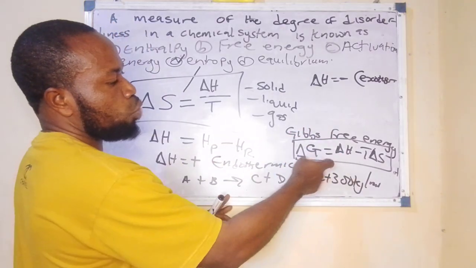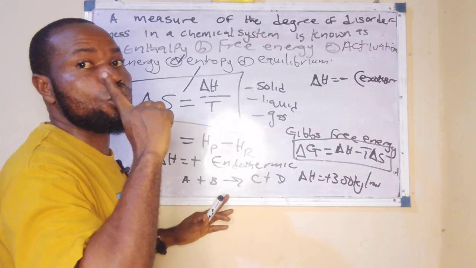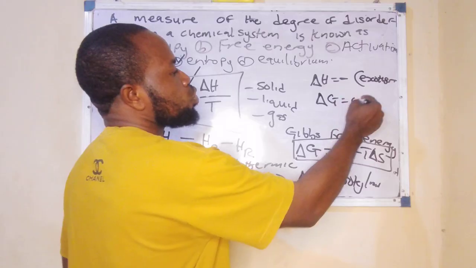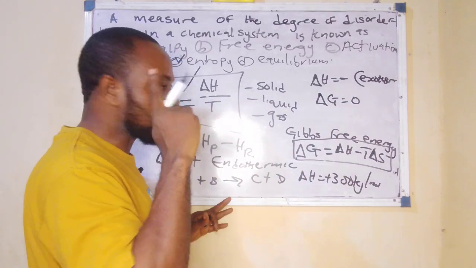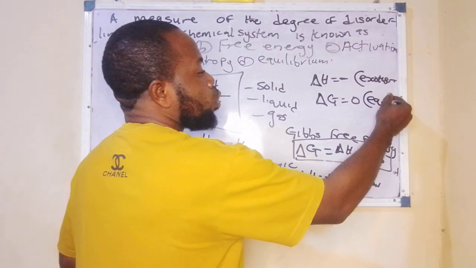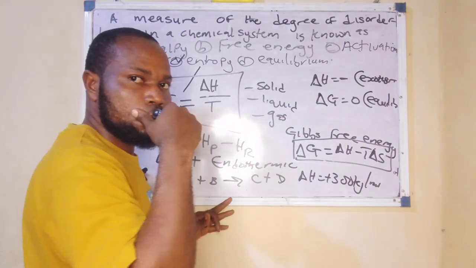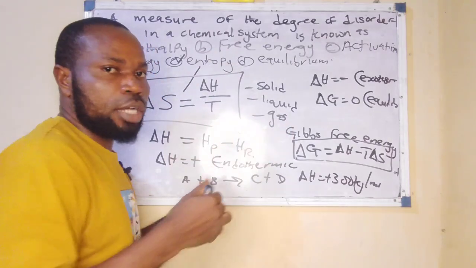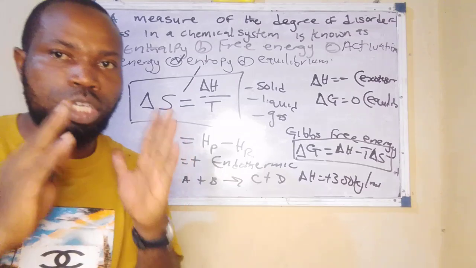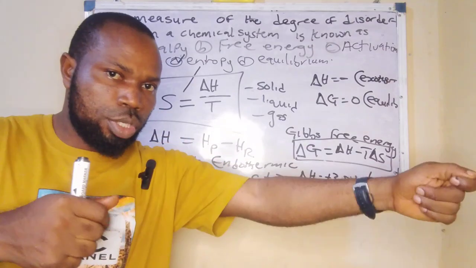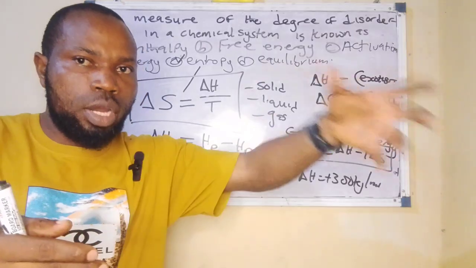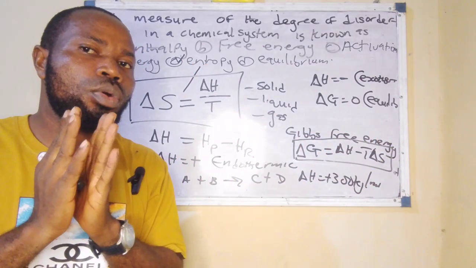So this is the formula to calculate delta G. Please pay attention to this. If in a chemical reaction delta G is equal to 0, you have to be mindful, very smart. Delta G equal to 0 simply means that the reaction is at equilibrium. And what's an equilibrium reaction? Put in a layman's way, it's a reaction in which the rate of forward reaction equals the rate of backward reaction.